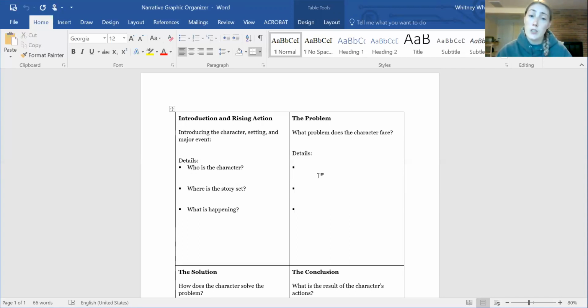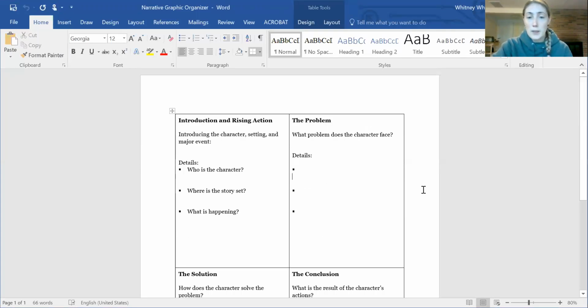If you're not interested in using the graphic organizer, I would really urge you to reconsider, because this gives you everything that we're looking for in a story. So you don't have to do full sentences here. This is kind of just a rough draft outline of what your story might look like. But this is a really good way to organize your writing for the narrative.